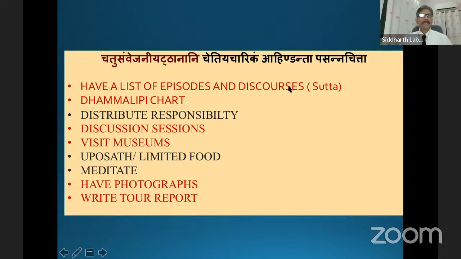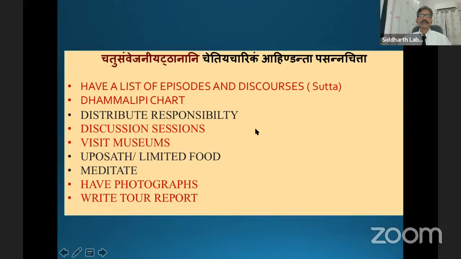Then you should have a Dhammalipi chart. You can read out the inscriptions, at least some of them. The charts are readily available with Pali students, and you can also get them on the internet. If you have that, you can read the inscriptions. Distribute the responsibility: suppose there are 10 people going on the Dhammayatra or venerations, you distribute the suttas and tell them, you explain this sutta, its significance and the teachings of the Buddha, and have discussion sessions there.